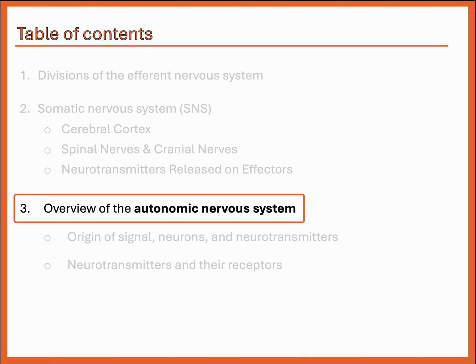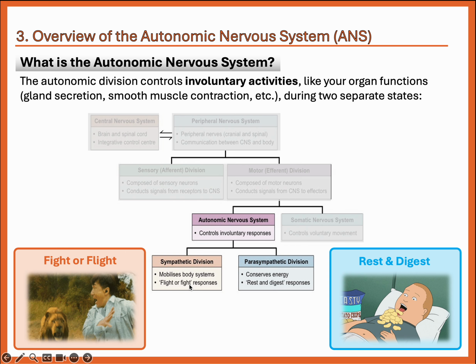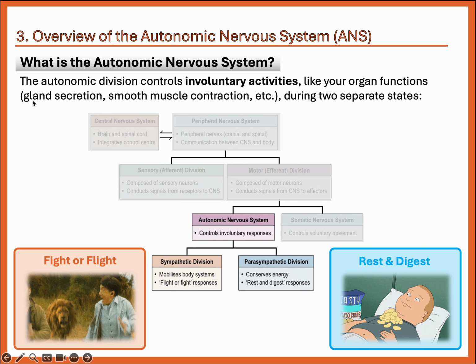not too bad either. So SNS was stuff we're in control of. This autonomic nervous system, we are not in control of. This is not under our voluntary control. It's involuntary. So the autonomic nervous division controls involuntary activities like your organ functions, gland secretion, smooth muscle contraction in two separate states. Do you see here, I blanked it out.